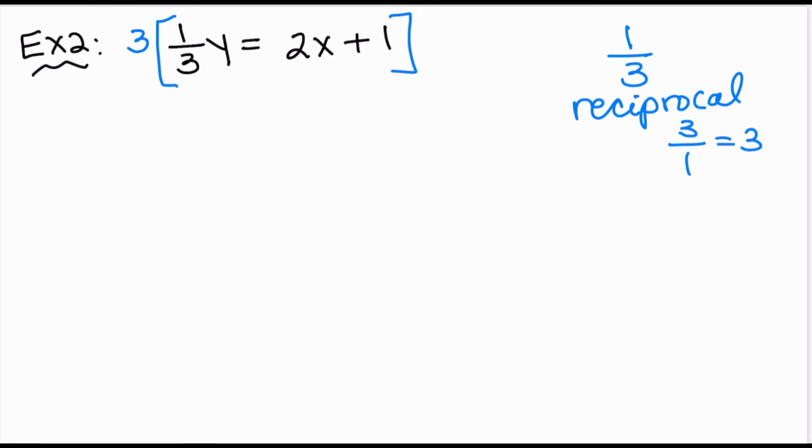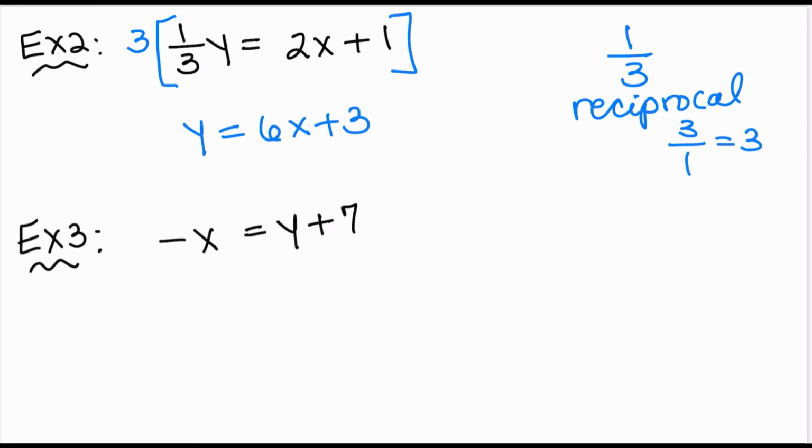And then that way, 3 times 1/3, the 3's will cancel. I'm left with y equals 6x plus 3. So now I've gone ahead and isolated the y by itself. Okay, so let's go ahead and take a look at example number 3.